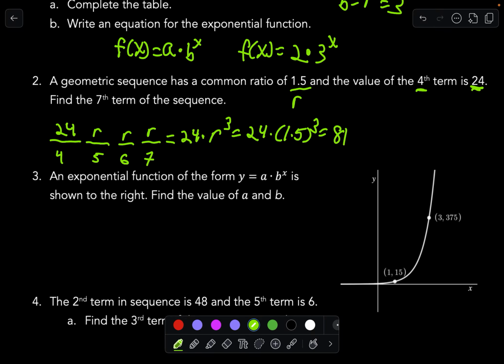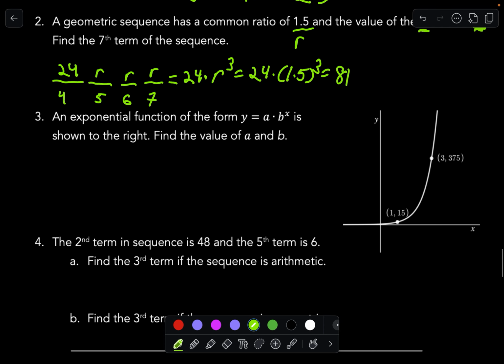And the next one is an exponential function of the form y equals a times b to the x, shown to the right. Find the value of a and b.